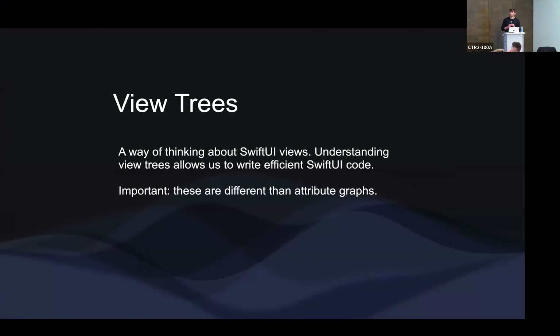Next up, we're going to be talking about view trees a little bit. So view trees are a way of thinking about SwiftUI views. Understanding view trees is crucial for us to write efficient SwiftUI code where we're minimizing our number of redraws and our number of state changes. It's important to note that view trees are different than attribute graphs. So if you're familiar with attribute graphs, that's great. View trees are a separate concept, and we'll be covering what attribute graphs are later in this talk.